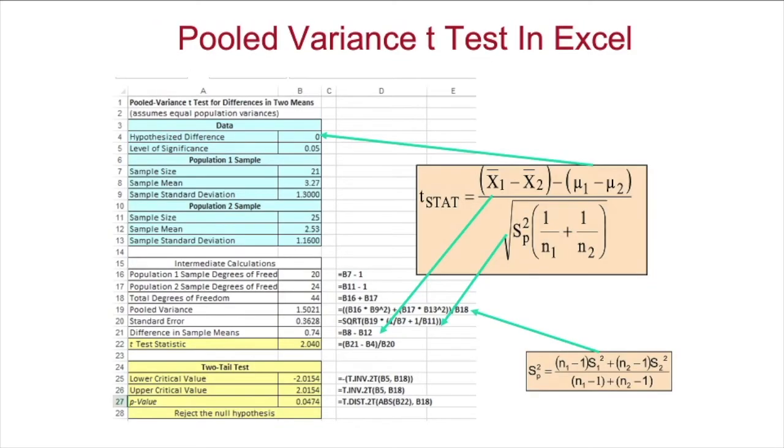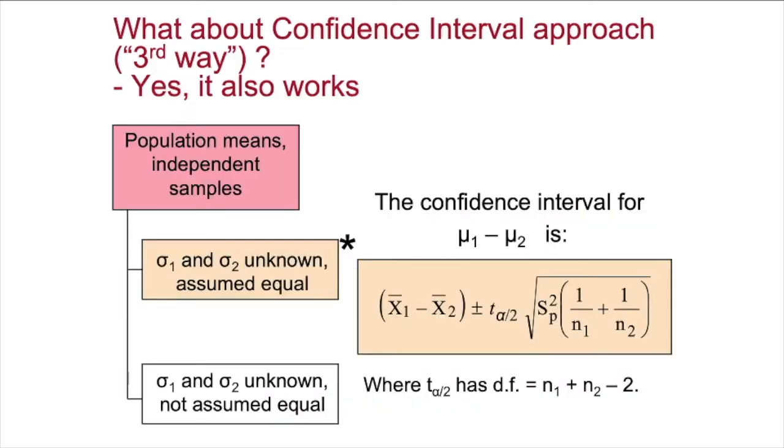And once you have your test statistic, you can compute your test here, either comparing to the critical value or computing the p-value and checking whether it is higher or lower than alpha. Either way, your result gets displayed right here. So what about that third way, the confidence interval approach? Well, of course, yes, it also works. Now, the confidence interval for mu1 minus mu2 is very similar to what we've previously done.